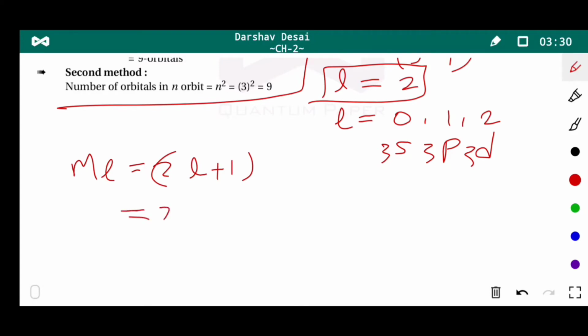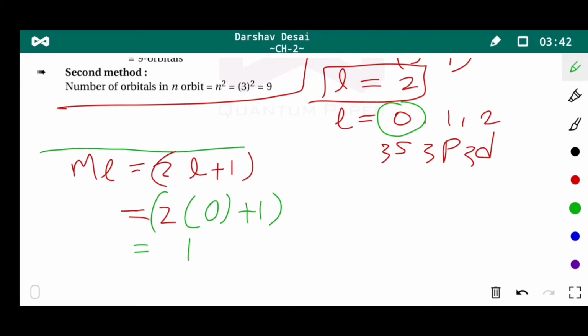So first of all, if l is equal to 0, then 2 into 0 plus 1. So 2 into 0 means 0, 0 plus 1 means 1. Here the answer of ml is equal to 1, so only one s orbital is present, only one box, which means only one subshell is present. So it is 3s, only one subshell is present.